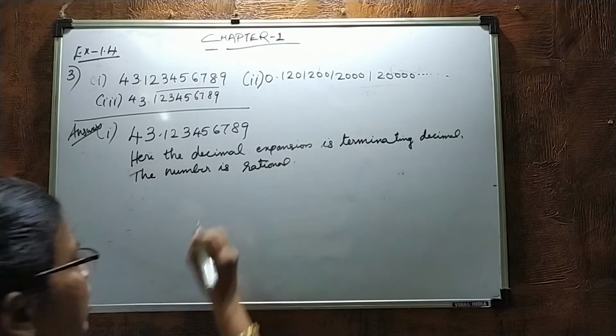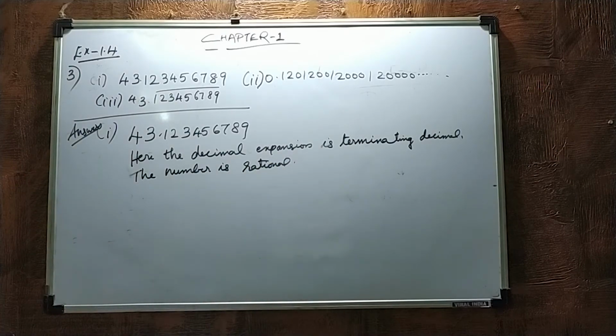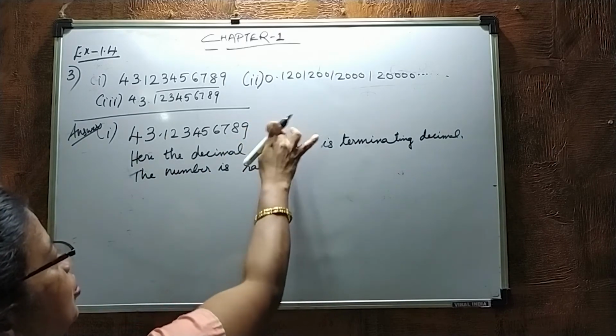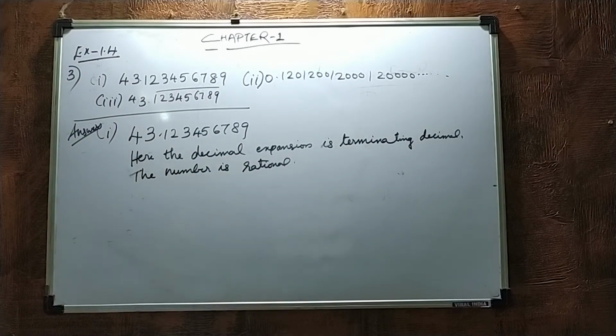Now, the next step. What can you say about the next step? What about the q? It is p by q form. Rational means it will be p by q form. You have to tell about q. What about the form of q? Can you remember anything? It should be either 2 or 5, or 2 raised to m into 5 raised to n. So that also we can write.